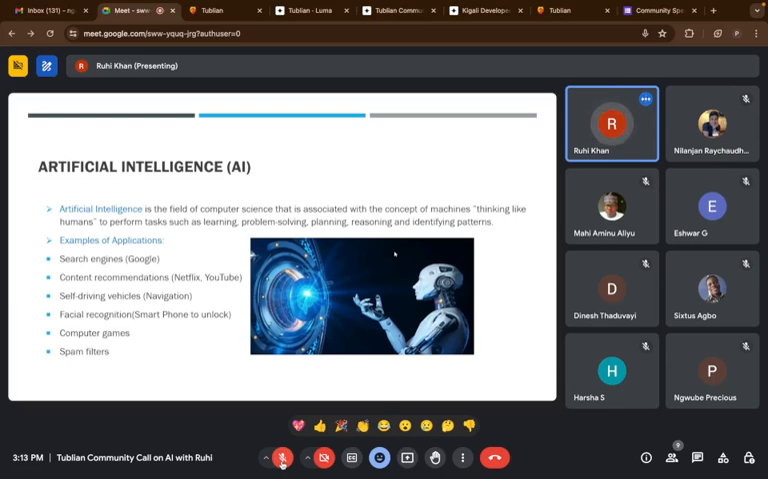So first is a search engine, Google, for example. Then is content recommendation. Examples are Netflix, YouTube. Then is self-driving vehicles for navigation purposes. Then is facial recognition for the smartphone to unlock. Then are computer games and spam filters.